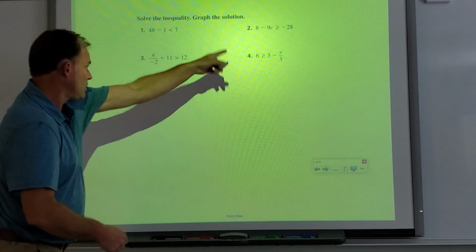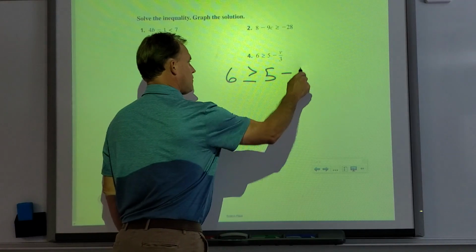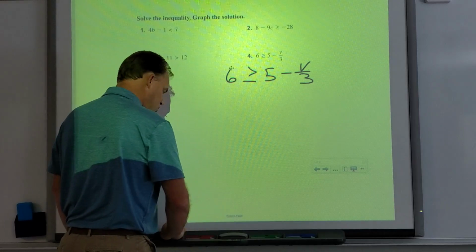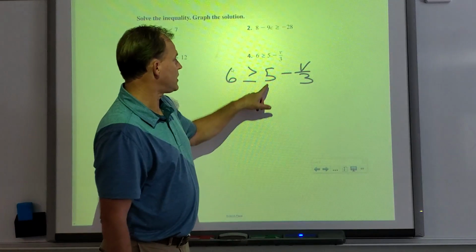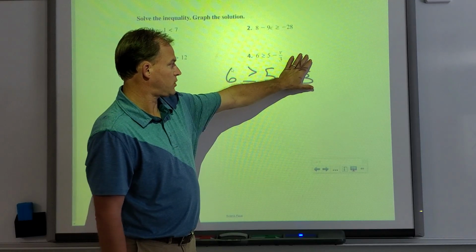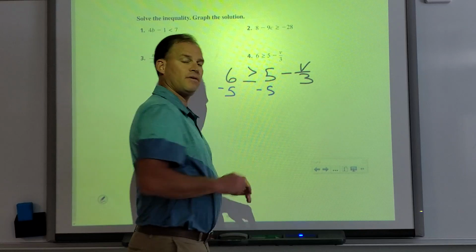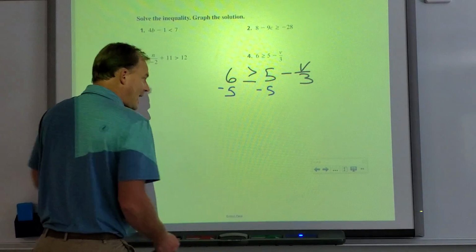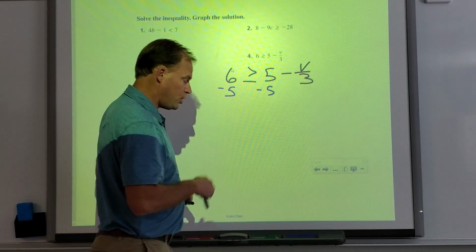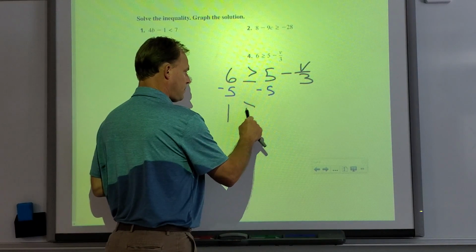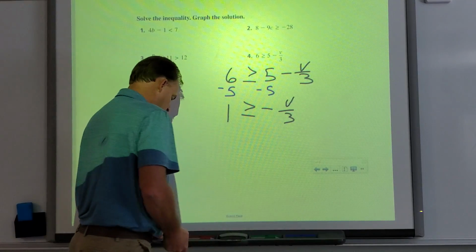Let's do number 4. I need to get this by itself. So again, remember the negative is with the v over 3. If I need to take care of that, I need to subtract 5 as my first step. I subtracted 5. Do I change the inequality when I subtract? No. I still have -v over 3 remaining.